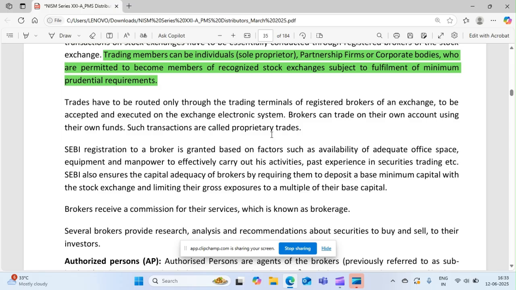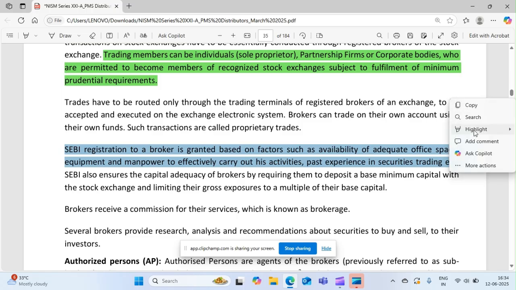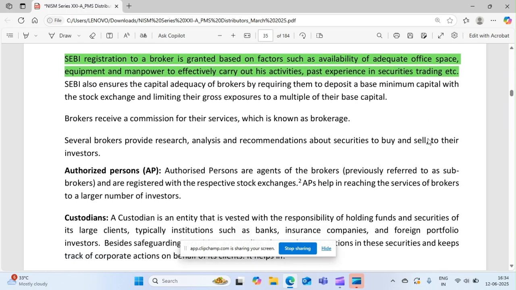Trades have to be routed through trading terminals of a registered broker. You cannot trade on stock exchange directly. You have to always go to a broker. OTC trade you can do mutually, but the trading on the stock exchange has to be done through a broker. And SEBI gives them license. SEBI registration to a broker is granted based on availability of adequate office space, equipment, manpower, past experience, securities trading. All these are the parameters. Of course, there is a detailed list of parameters which is not mentioned because the idea is to give you basic understanding. And brokers earn money from the fees that they charge, which is brokerage, right?